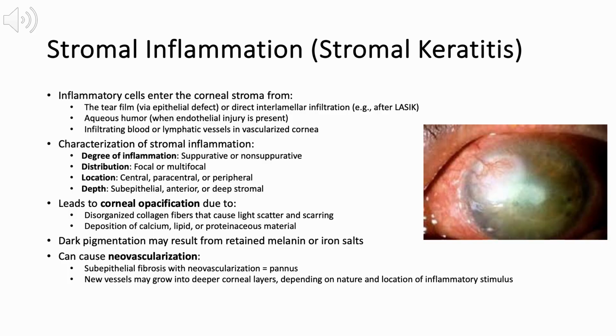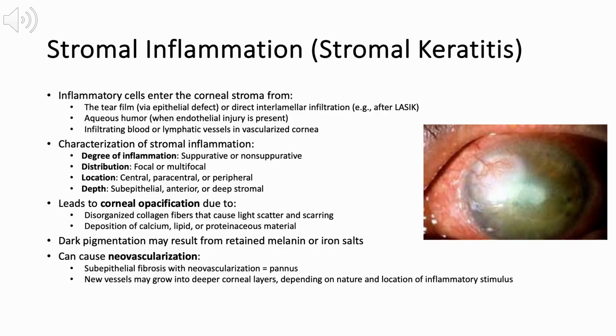We can characterize stromal inflammation by several features: the degree of inflammation, whether it's suppurative or non-suppurative; its distribution, focal or multifocal; location, central, paracentral, or peripheral; and the depth, whether subepithelial, anterior, or deep stromal. Stromal inflammation often leads to corneal opacification, which results from disorganized collagen fibers or deposition of substances like calcium, lipid, or proteinaceous material. In some cases, we may also see dark pigmentation caused by retained melanin or iron salts.